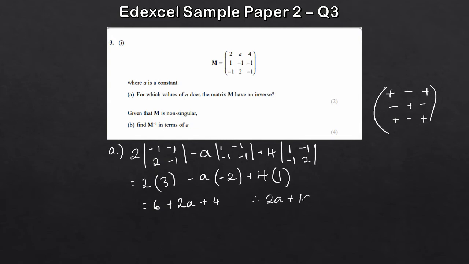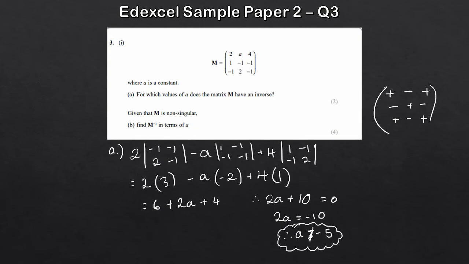2a plus 10. Now what we're wanting to show is the value for which it does have an inverse. So what that's saying is that it can't be equal to 0. But let's just say it's equal to 0 for now and solve it. So that would be 2a is equal to minus 10. Well, therefore a would be equal to minus 5. But that would be if it's singular, right? We don't want it to be singular, so therefore a cannot be minus 5. Okay, so a is not equal to minus 5.